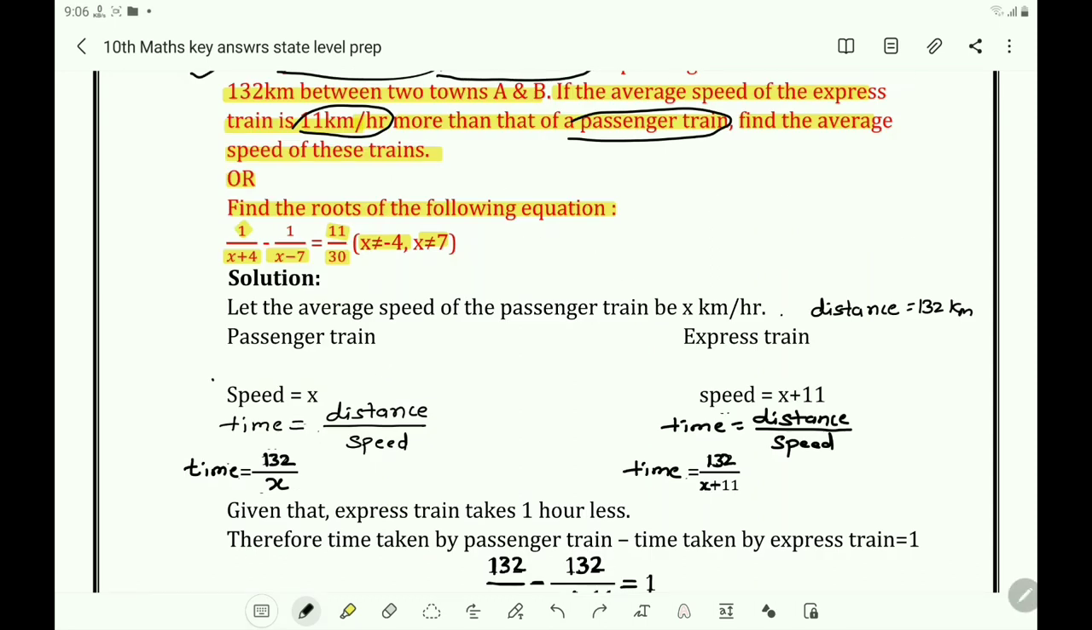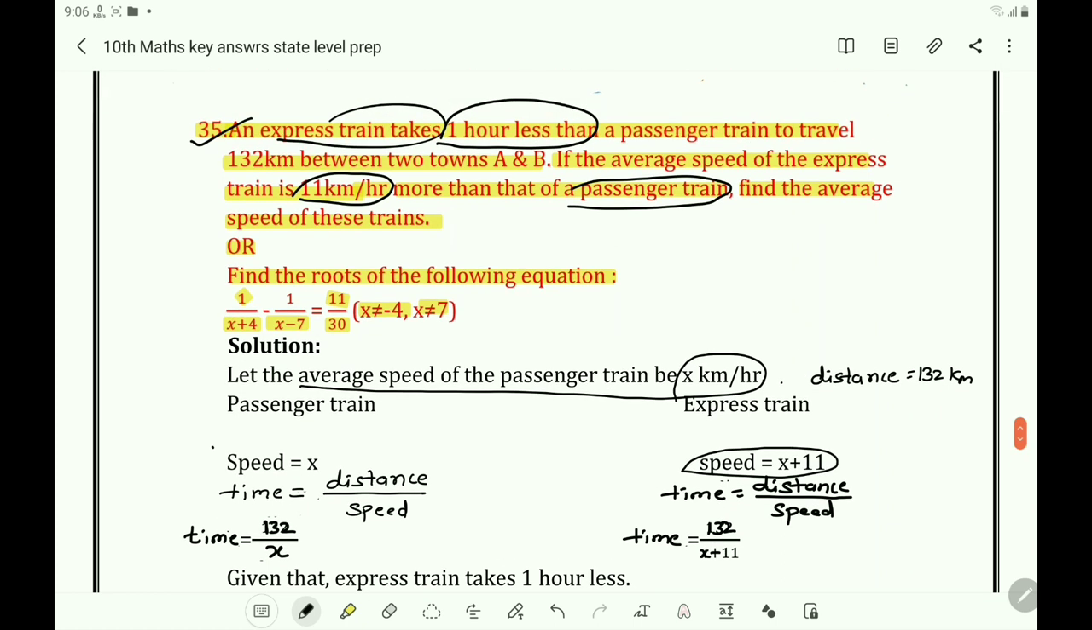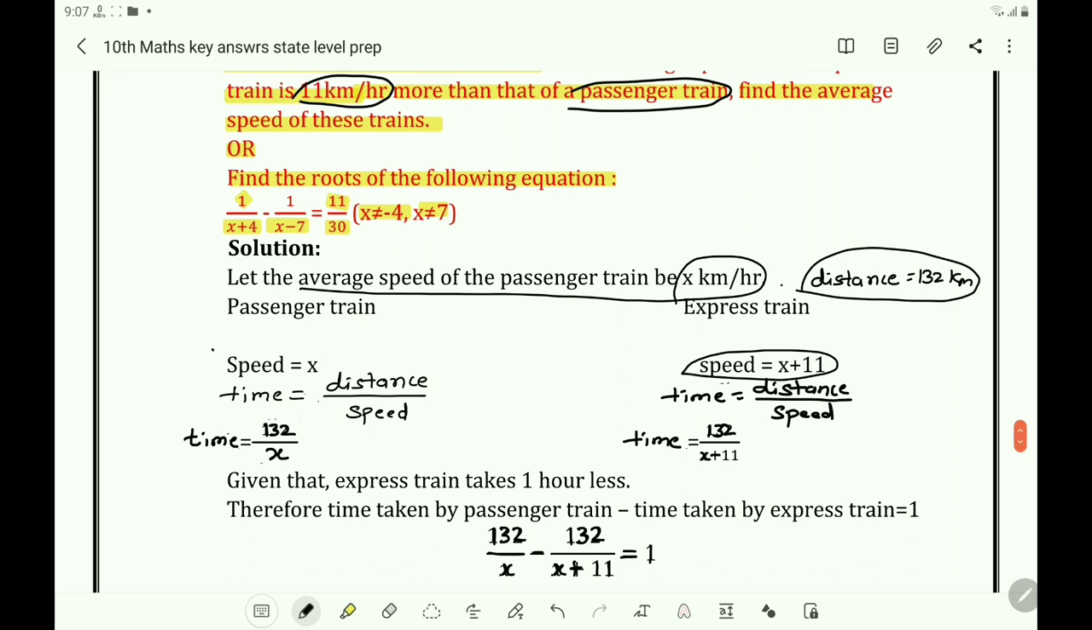Let us consider the average speed of the passenger train is x km per hour, and the average speed of the express train becomes x plus 11 km per hour. It is given that the speed of the express train is 11 km more than that of the passenger train. The distance covered by both of them is the same. You know the relation among speed, distance and time.